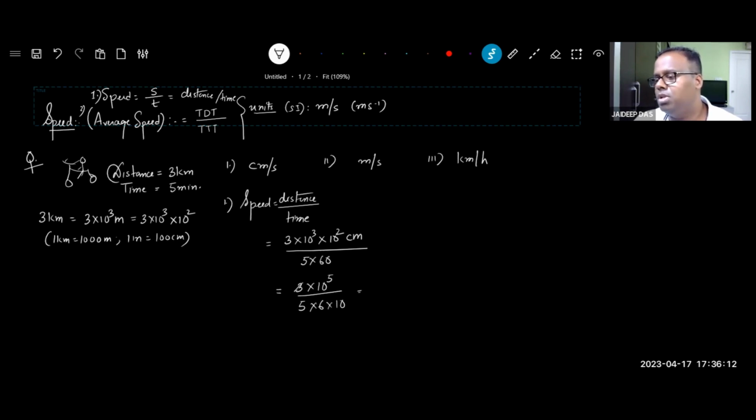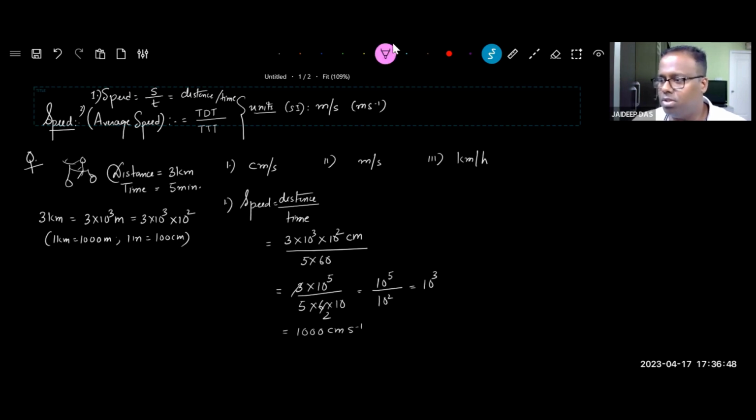So how much does this become? 3 2s are 6. So it becomes 10 to the power 5 divided by 5 2s are 10, and 10, so that's 10 square. So ultimately it becomes 10 to the power 5 minus 2, that's 10 to the power 3. Okay? So the speed is 1000 centimeters per second, cm s^-1. Did you understand it? You can do it your way, but if you use the exponents, it becomes easier. Did you understand this calculation? Anyone who has not understood, raise your hand. Nothing to be ashamed of here, but don't suppress.